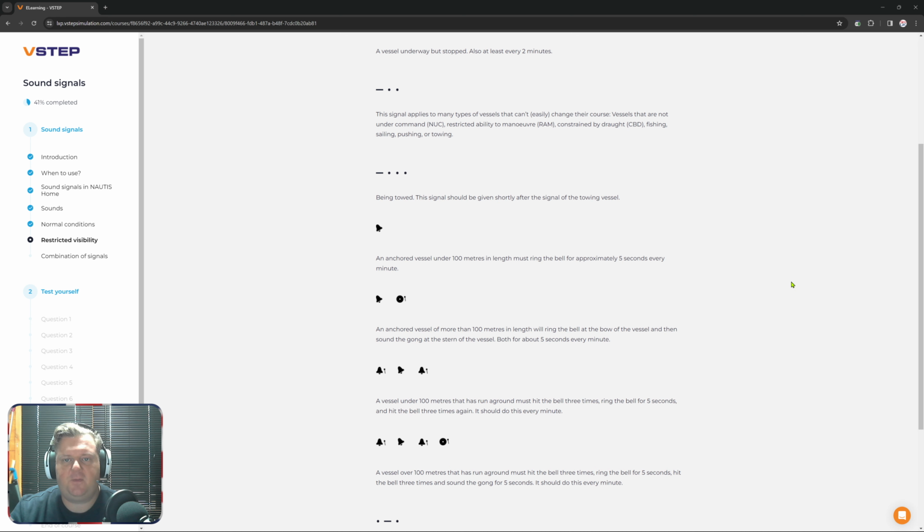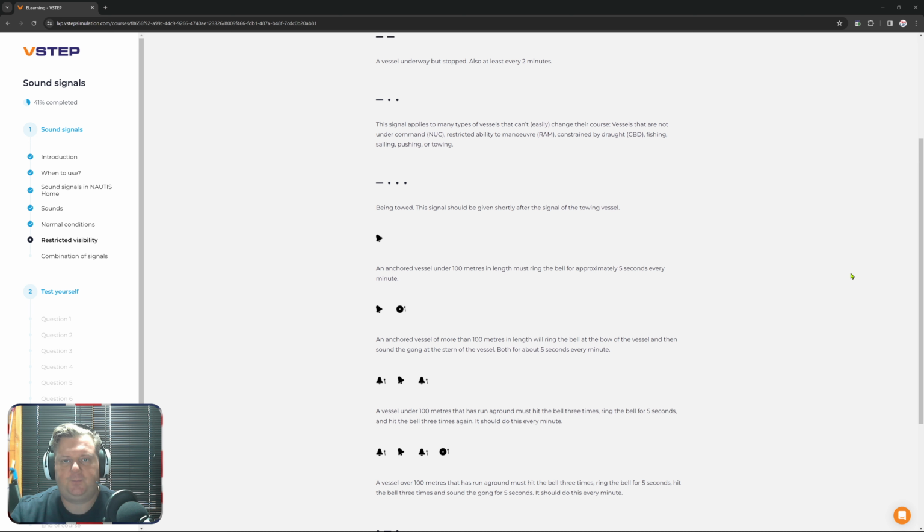This signal applies to many types of vessels that can't easily change their course: vessels not under command, restricted ability to maneuver, constrained by draft, fishing, sailing, pushing or towing. Being towed: 1 long blast and 3 short blasts. This signal should be given shortly after the signal of the towing vessel.